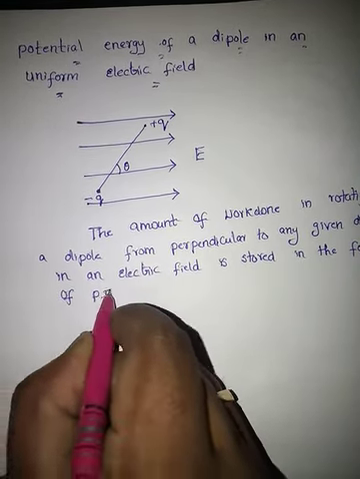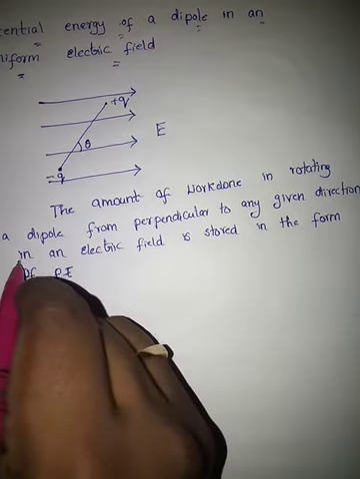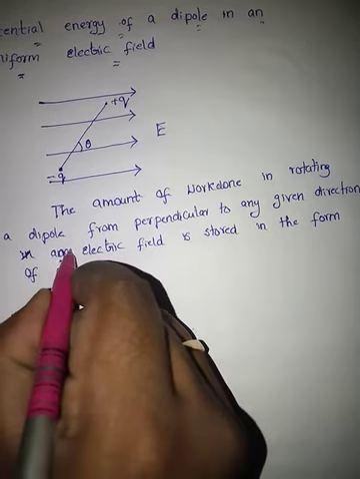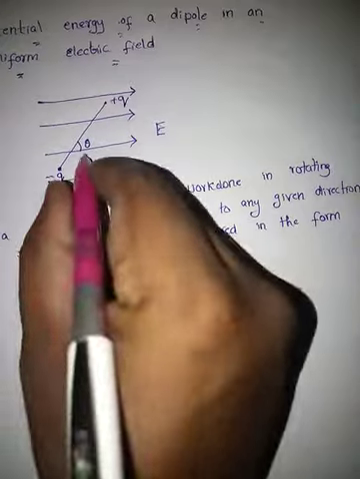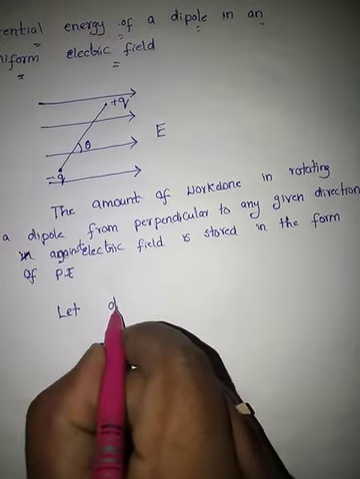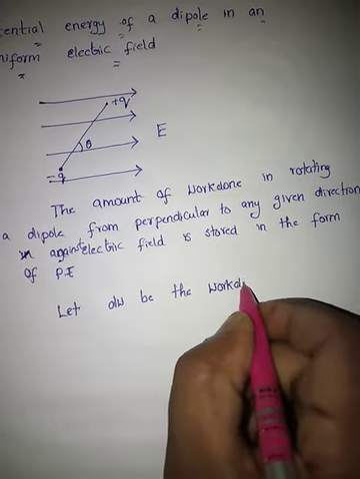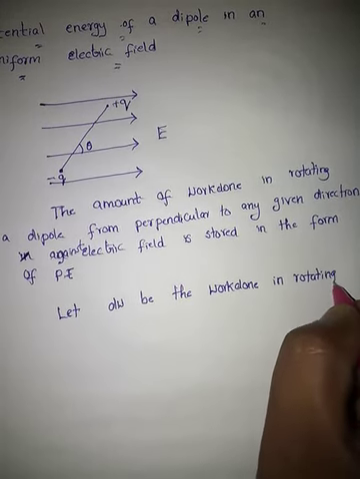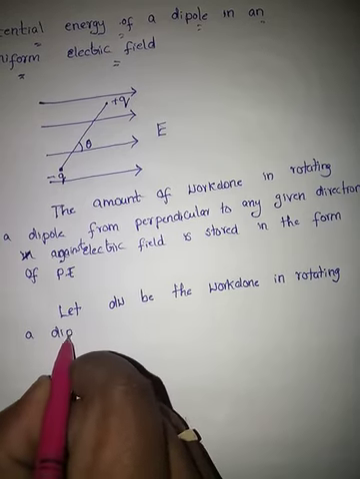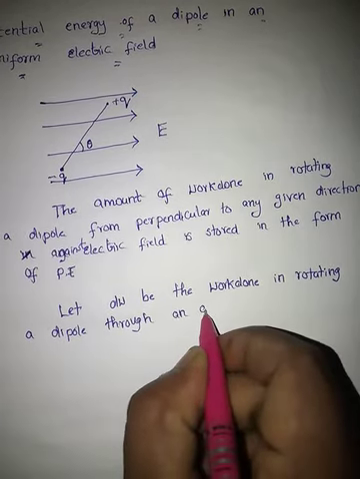Potential energy, right? The amount of work done in rotating a dipole from perpendicular to any given direction against the electric field is stored in the form of what? Potential energy. Let, for example, a small work dW be the work done in rotating a dipole through an angle d theta.